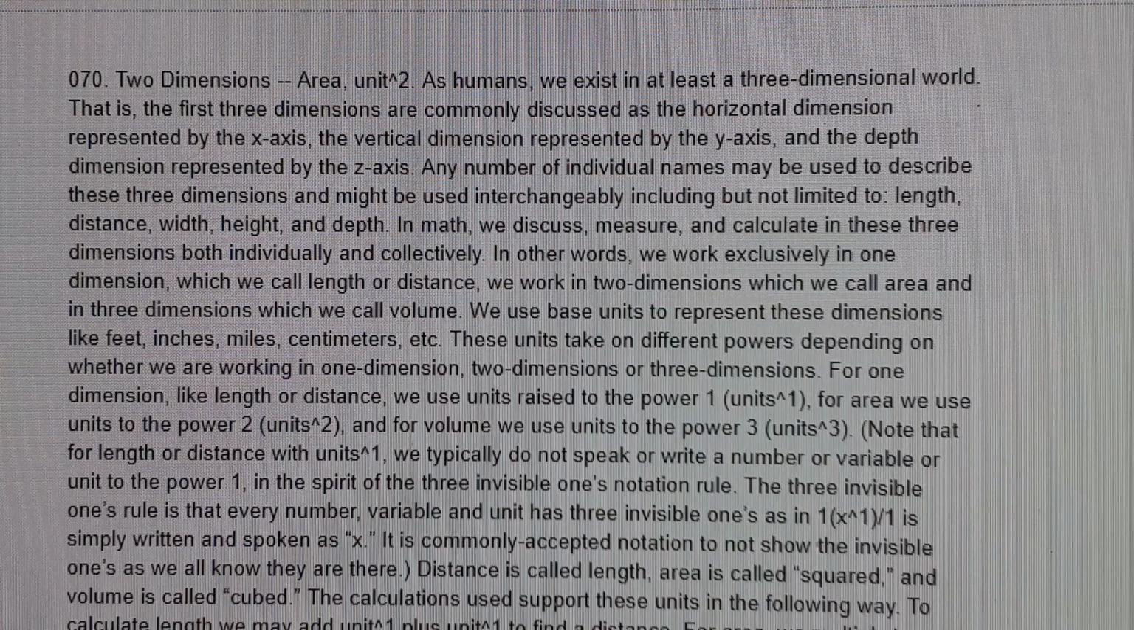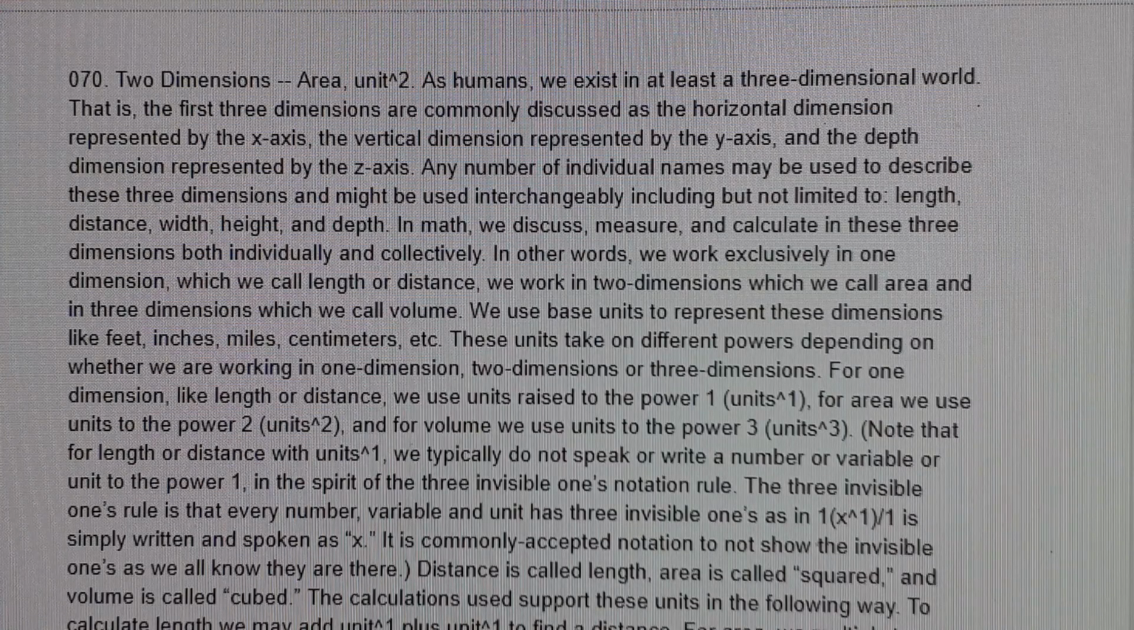We use base units to represent these dimensions like feet, inches, miles, centimeters, etc. These units take on different powers, depending on whether we are working in one dimension, two dimensions, or three dimensions. For one dimension, like length or distance, we use units raised to the power 1, units caret 1. For area, we use units to the power 2, units caret 2. And for volume, we use units to the power 3, units caret 3.